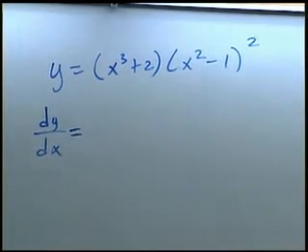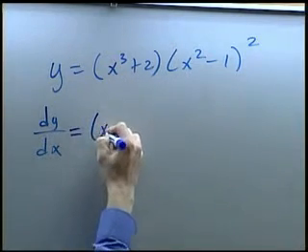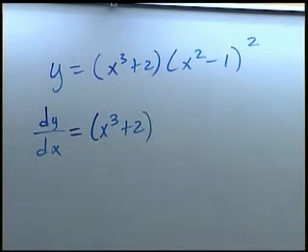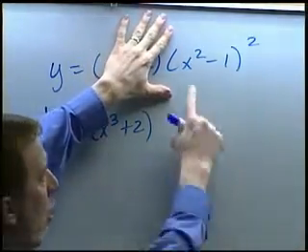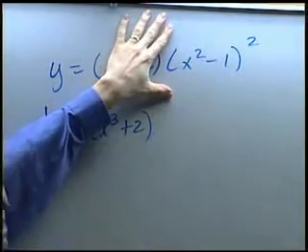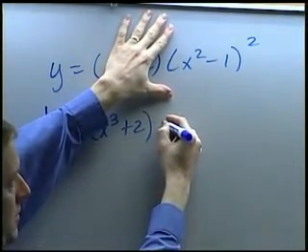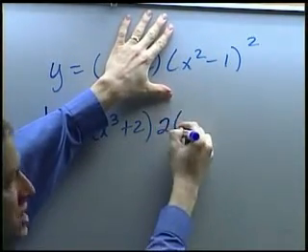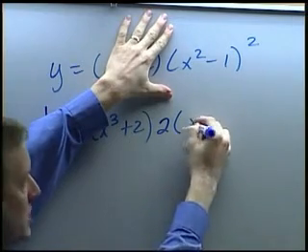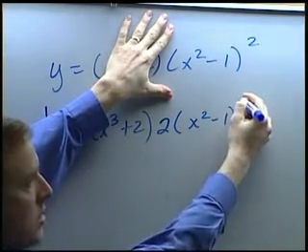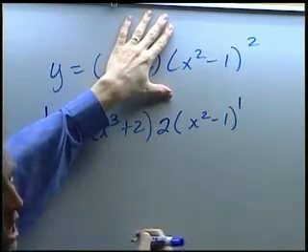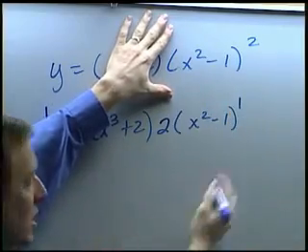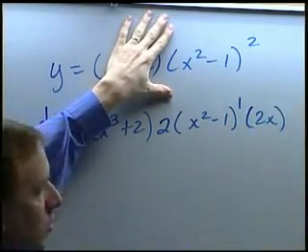Okay, our product rule says to take one of the components, so I'll just rewrite the first one, and multiply by the derivative of the second one. So I'll ignore this. What's the derivative of this second piece here? 2 comes out front. X squared minus 1 is to the first, and then I multiply by what? By 2x, because this was my chain rule, right?